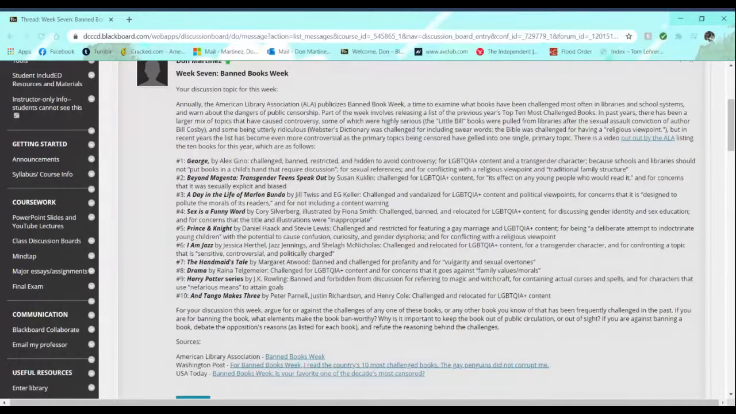Little Bill books were pulled from libraries after the sexual assault conviction of author Bill Cosby, and some were utterly ridiculous. Webster's dictionary was challenged for including swear words. The Bible was challenged for having a religious viewpoint. But in recent years, the list has become even more controversial as the primary topics being censored have gelled into one single primary topic. There is a video put out by the ALA listing the 10 books for this year.